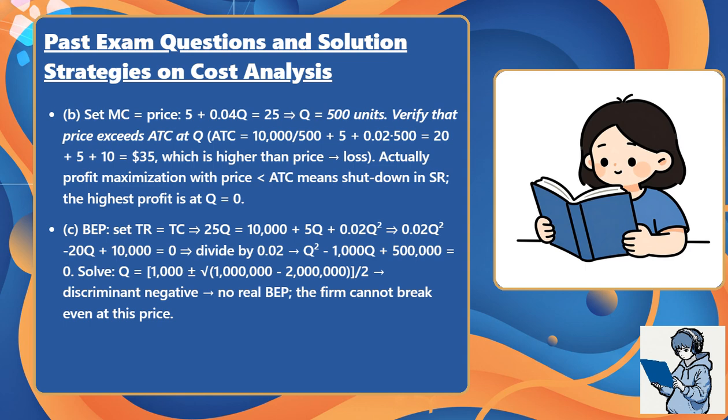C. Break-even point. Set total revenue equal to total cost. 25 times Q equals 10,000 plus 5 times Q plus 0.02 times Q squared, which simplifies to 0.02 times Q squared minus 20 times Q plus 10,000 equals 0. Divide by 0.02 to get Q squared minus 1,000 Q plus 500,000 equals 0. Solve for Q. Q equals 1,000 plus or minus the square root of 1 million minus 2 million, all over 2, which gives a negative discriminant, so there is no real break-even point. The firm cannot break even at this price.